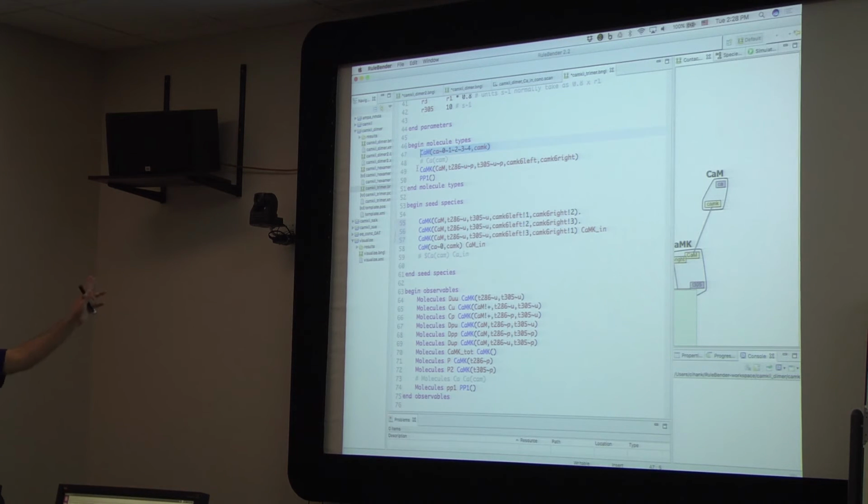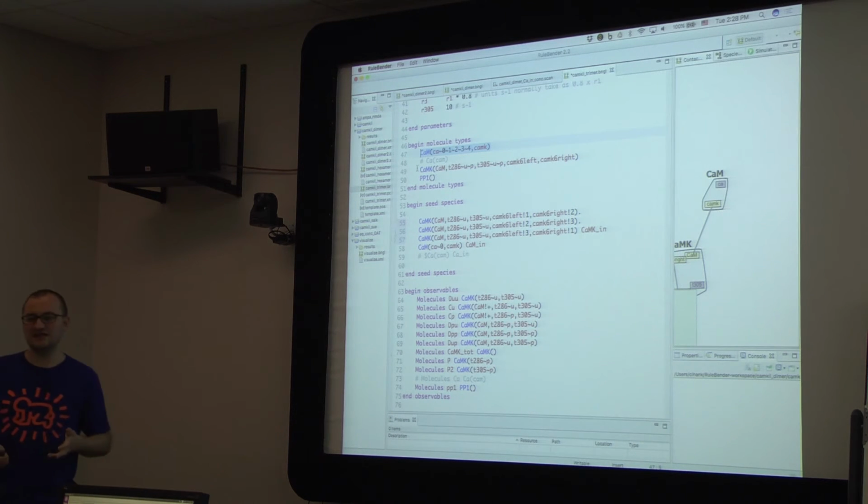In this calmodulin, in the previous model, we had 4 different distinct binding sites for calcium. But now, I removed all these binding sites, and I make sure that we have only one single state variable for calcium. It could be 0, meaning no calcium, 1 calcium bound, or 2, 3, or 4. So 4 means 4 calcium bound.